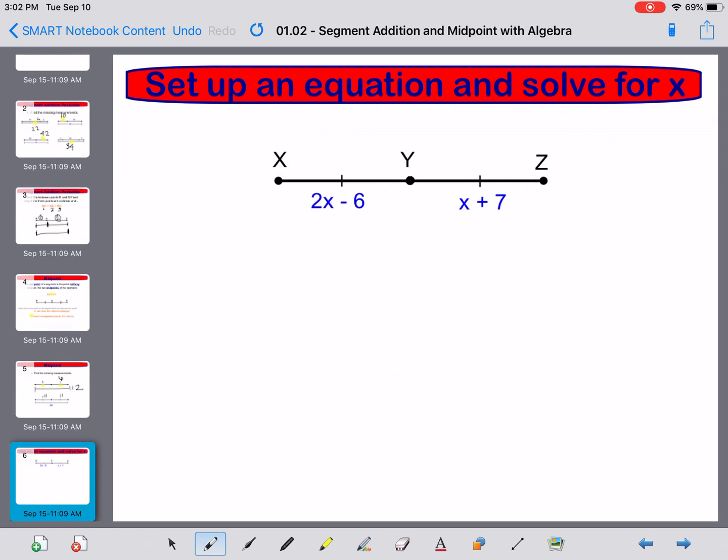Okay, so why don't we try this? Now we're going to plop in some algebra. Think about whether I am going to be setting it equal to each other, or adding them together. Try that out and we'll come back.